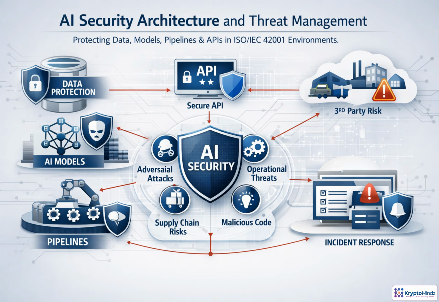AI security is not just about protecting a model. It means securing the data, pipelines, prompts, APIs, users, and suppliers around it. In this lesson, we'll turn AI threats into practical architecture controls and evidence.